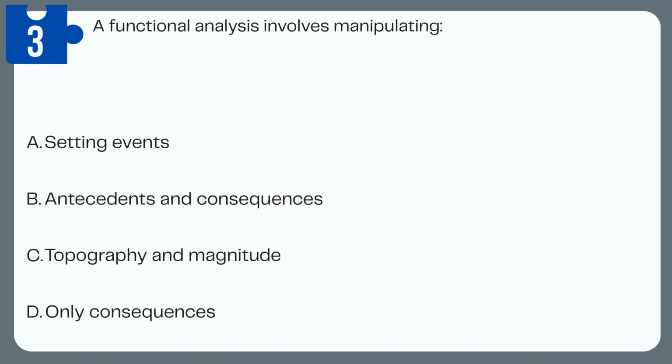Question 3. A functional analysis involves manipulating: A. Setting events, B. Antecedents and consequences, C. Topography and magnitude, D. Only consequences.